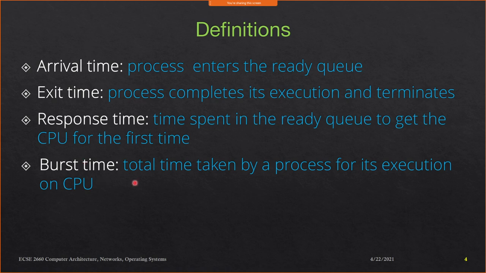Burst time is the total time taken by a process for its execution on the CPU. This is specifically the CPU burst time. So the total time a processor works on a process is called the burst time for that process. Now, if it's a very large process, then the CPU burst time may be larger. For a very small process in terms of its size, the CPU burst time may be very small.